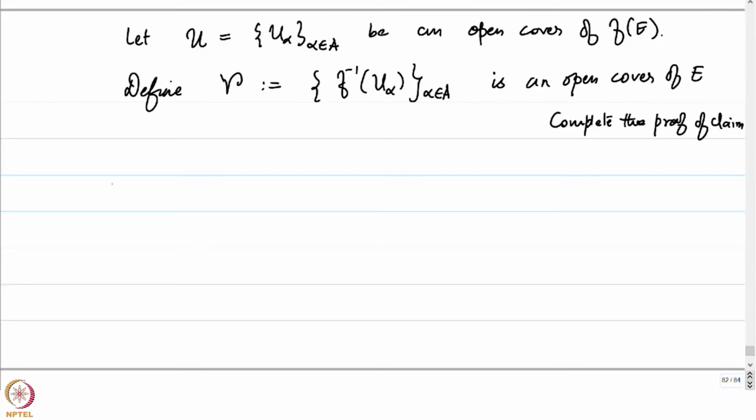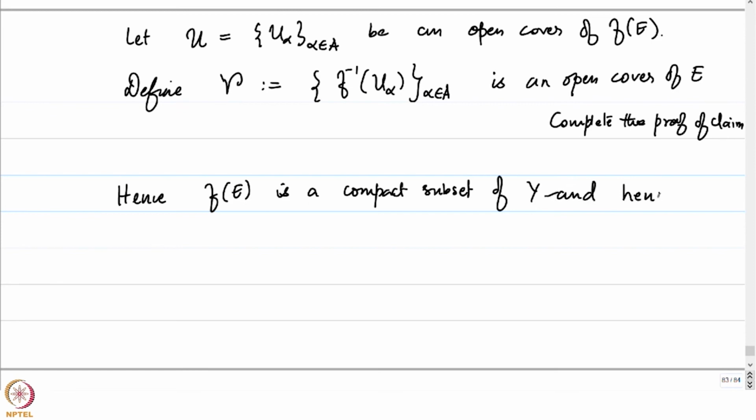Now what do we know? Hence, F of E is a compact subset of Y. But we know that compact subsets of a metric space are closed. We proved that, and hence closed. Therefore, F is a closed mapping, and that completes the proof.